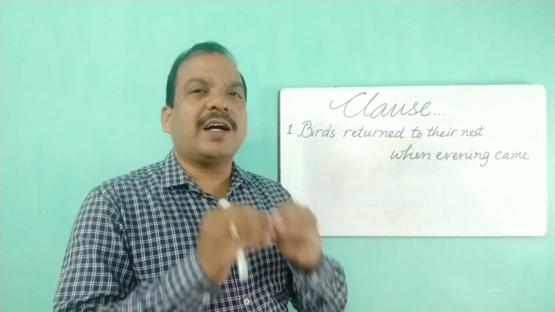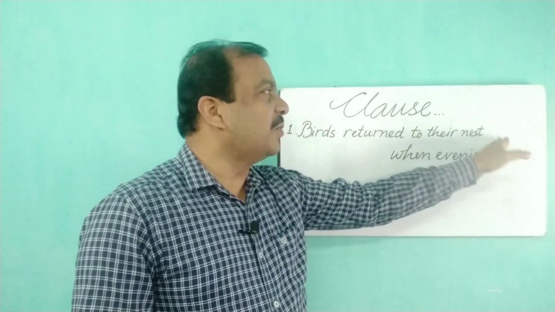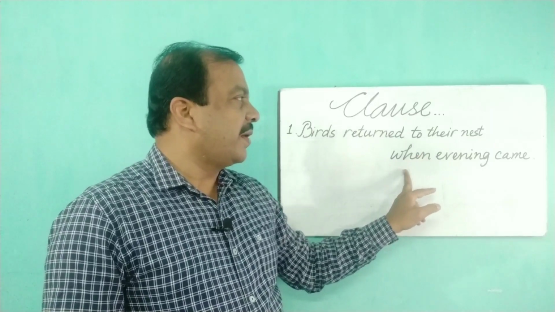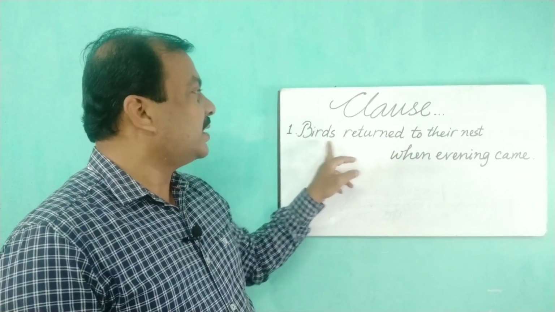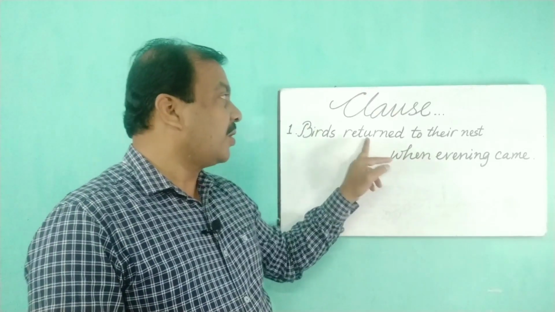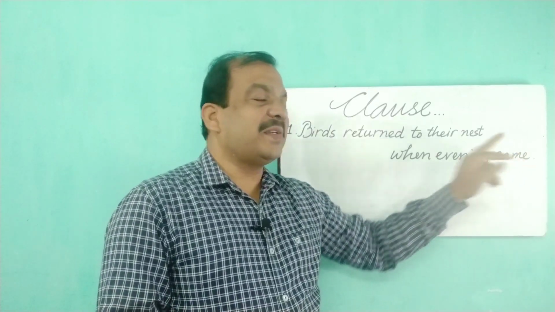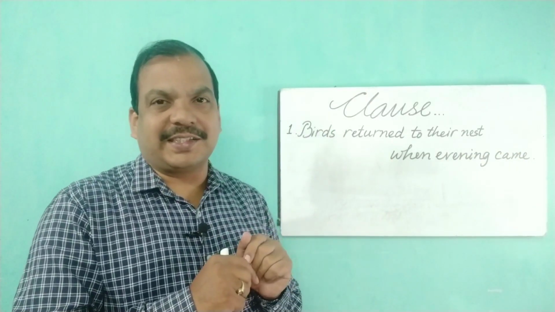If someone is asked to divide the sentence into two classes, usually he or she will put a mark here: birds return to their nest when evening came. And how can you know this? Because in birds return, subject and verb are there. And here also, evening is the subject, came is the verb. So we can say that these are two different sentences.